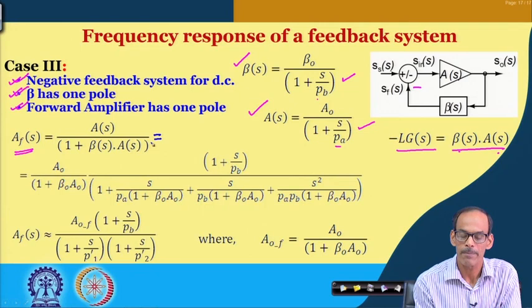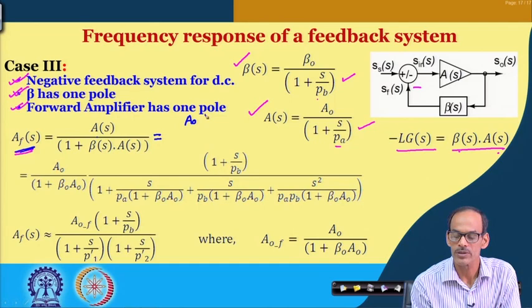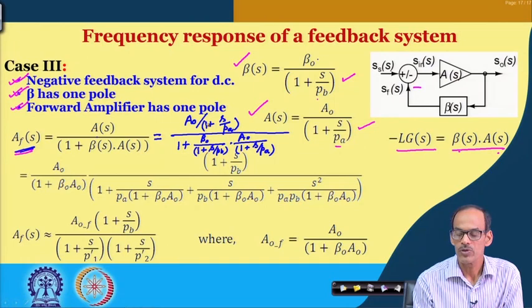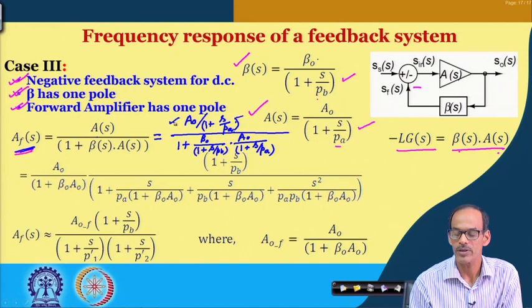if you write the expression of A in the expression of AF, what we have in the numerator is A naught divided by 1 plus S divided by PA, and in the denominator we have 1 plus beta naught divided by 1 plus S by PB into A naught divided by 1 plus S divided by PA. Right. So, here we have only one factor, 1 plus s divided by pa, in the numerator part, but in the denominator we have these two parts.